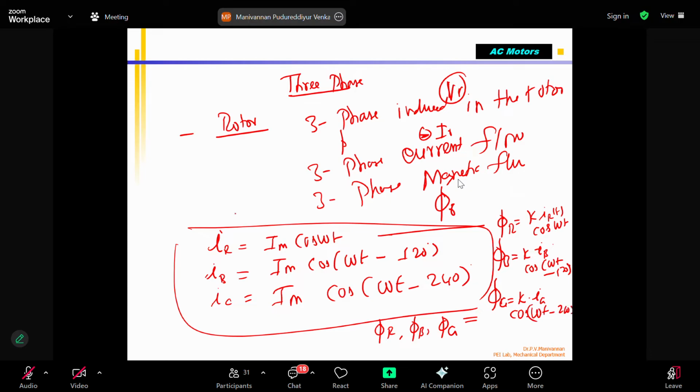So the three voltages are induced in the rotor coil, whether it is a squirrel cage or wound rotor, and a current will be flowing due to this induced magnetic flux. This magnetic flux is going to interact with the stator magnetic flux. The stator also has a three-phase magnetic flux, and you get a resultant magnetic flux. With that, this is going to interact and the magnetic torque is produced. That's how it works.